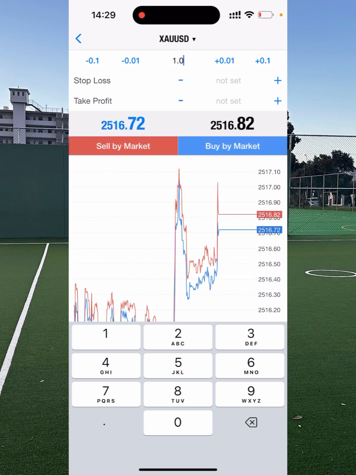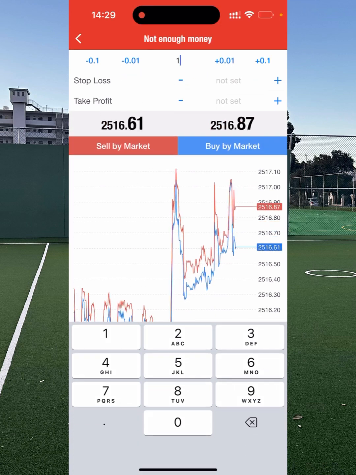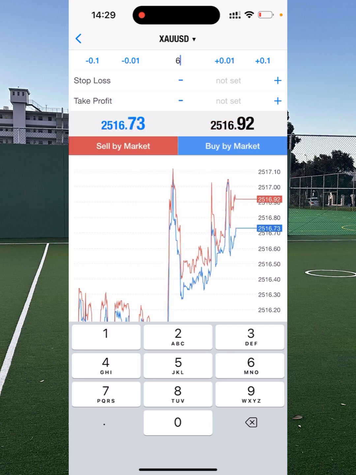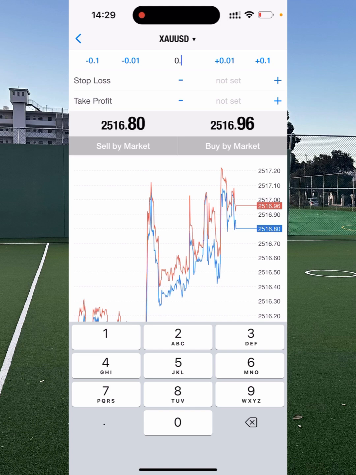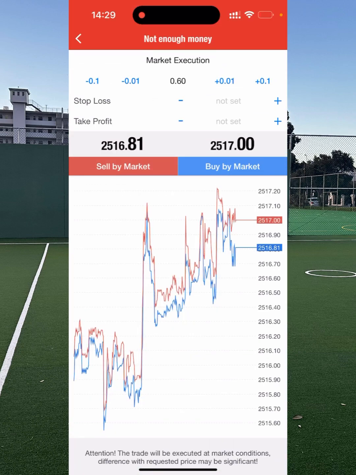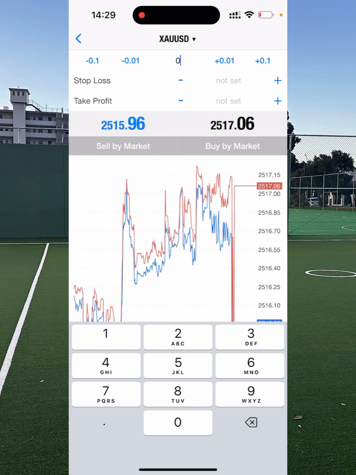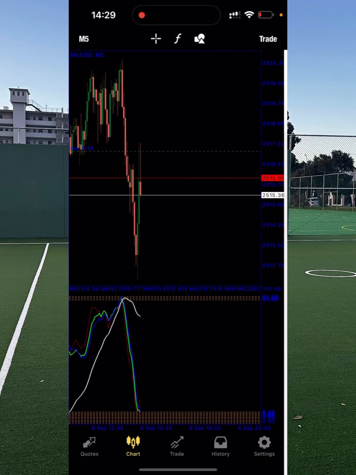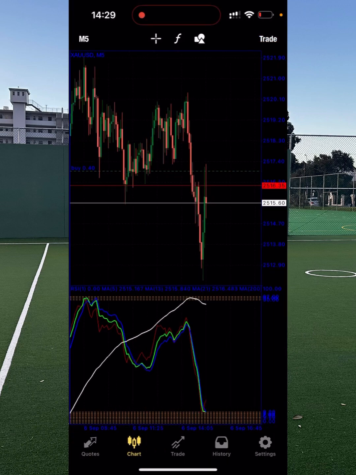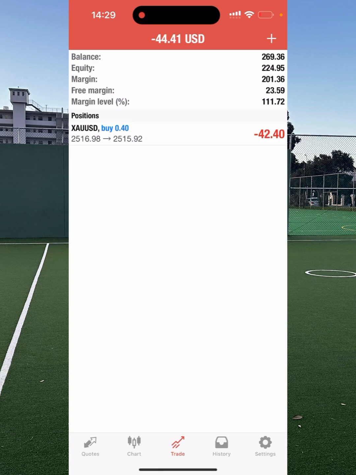1.0 buy. No way. Oh, 0.60 buy. Oh shit, no way. 0.40 buy. Yes, this one went up, guys. Let's see. Damn, I want to risk the account, guys. I'm risking this account. As you can see, I'm risking this account, guys.